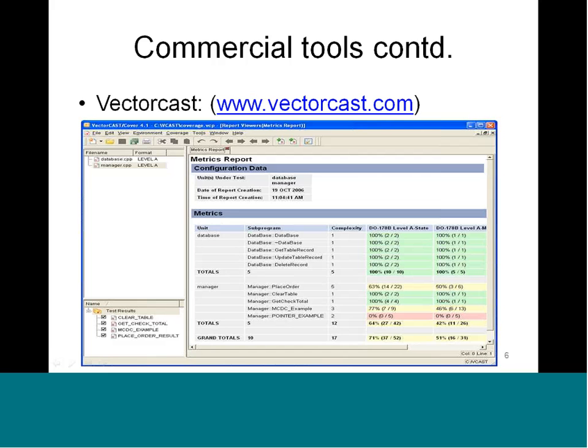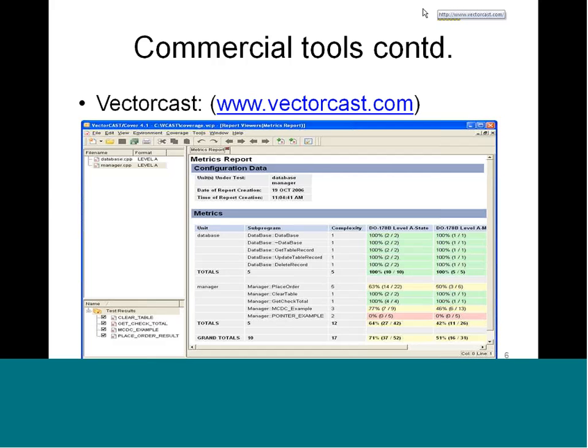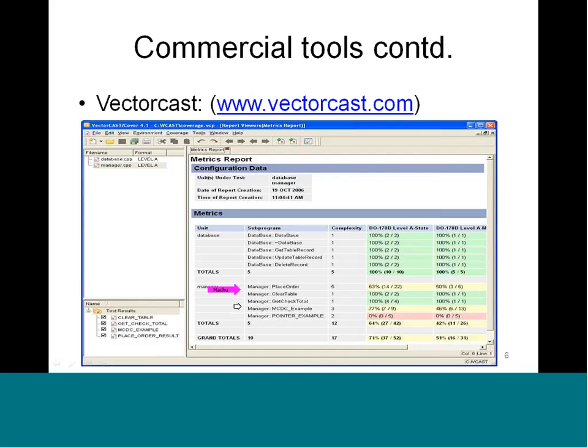You can see there is a database, a total of 5 databases have been tested here, and the complexity is 5. The statement coverage for level A should be 100%. That means all the statements or the decisions for the conditions that are there for each of these, about 10 out of 10, have been executed, saying that the coverage is 100%. Similarly, you see another piece of software that is being tested with the help of VectorCast, some functionality or a package called manager. And this has 1, 2, 3, 4, 5 types of sub functionality like place order, clear table, get check total, etc. Each of them has been tested with the help of VectorCast with the instrumentation mechanism, and you can see the complexity. It has a complexity of 5. We'll try to understand what complexity is in the next unit, I guess, unit 3.